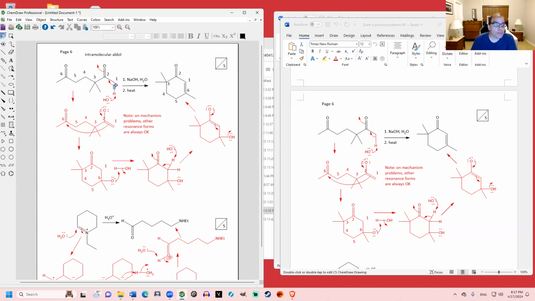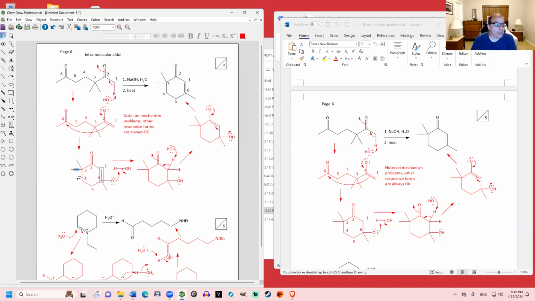So we start by forming the enolate on the carbon we've labeled 1. And then that enolate attacks the carbon we've labeled carbon 6. That forms a new bond, this bond right here, between carbons 1 and 6. And then we know we're going to get a dehydration for 2 reasons. First of all, we see that we're given heat. And second of all, we see a double bond in the product, the carbon-carbon double bond. That means we must have lost water.